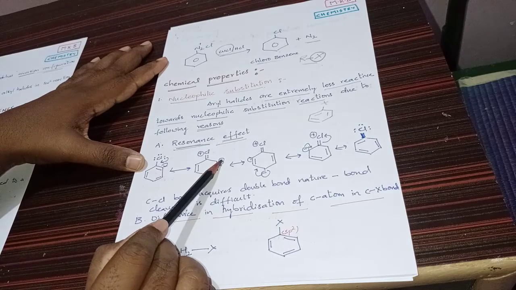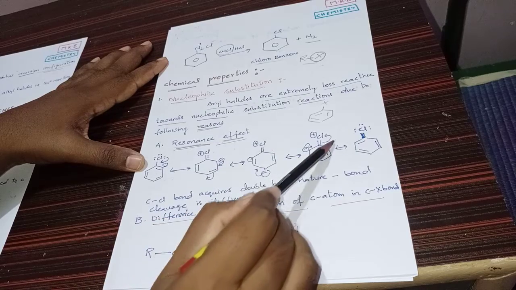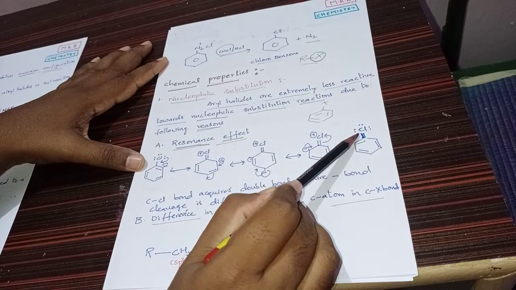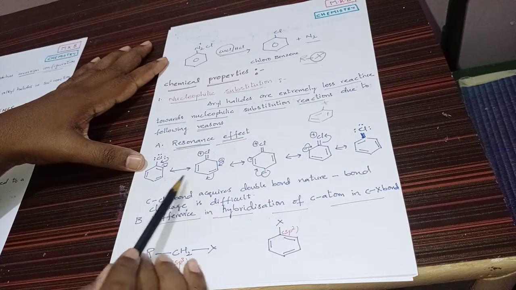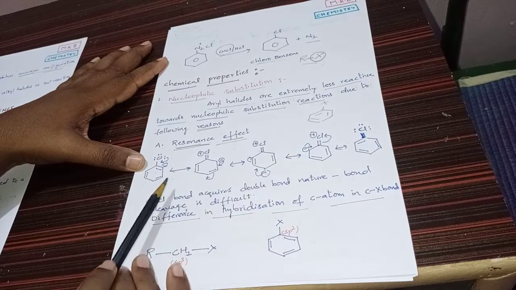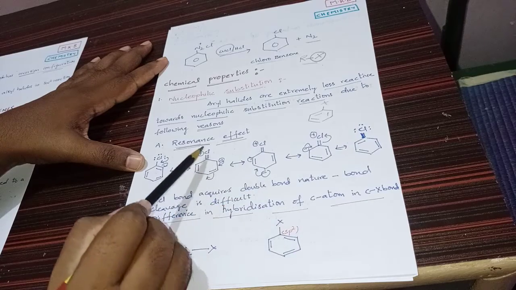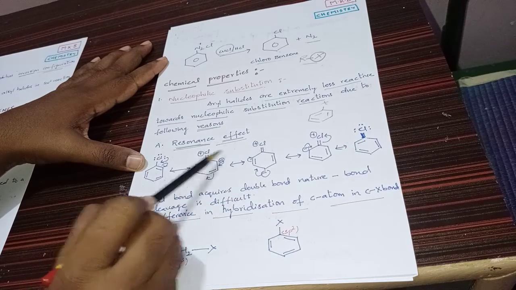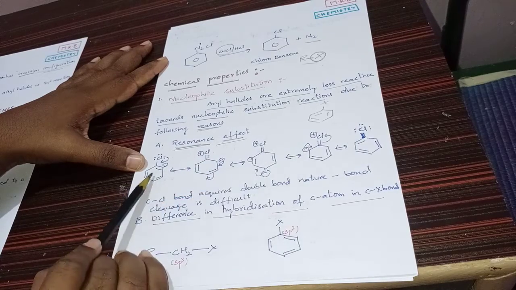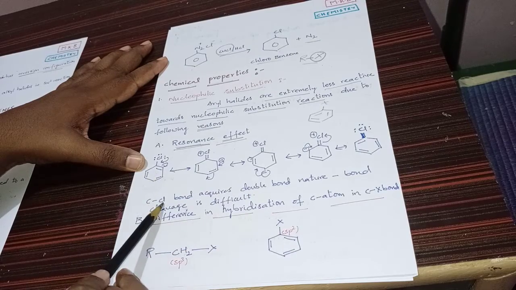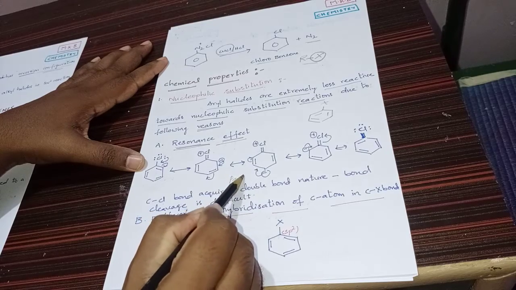In this manner, these electrons will continuously delocalize from one carbon to another carbon atom. Finally, the electrons will go back to the same chlorine atom. So what we observe in these resonating structures is that among these 5 resonating structures, in 3 resonating structures, see the bond nature between carbon and chlorine. This is double bond nature. So during resonance, the carbon chlorine bond acquires some partial double bond nature.